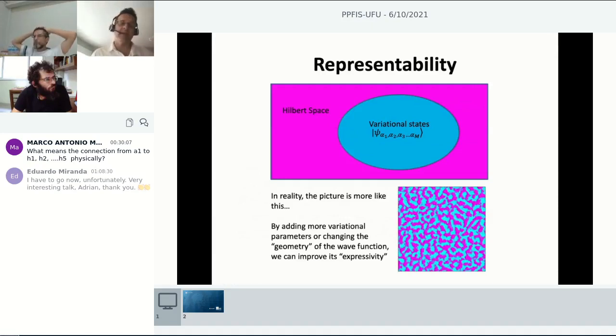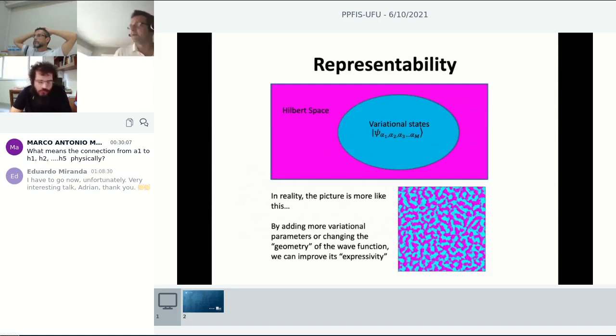And this will depend on which formulation I use. If I use matrix product states, it will be different, right? So in reality, the picture is more or less like the one shown here, where these variational states sort of percolate all over the Hilbert space. And in principle, you can think that you can get as close as you want to a physical state if you only increase the number of variational coefficients or the number of hidden variables, for instance. But that's not always true, right?